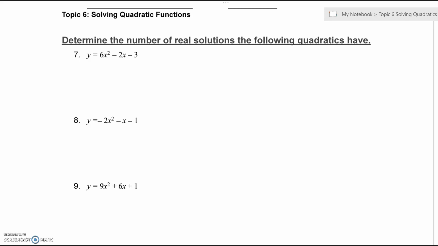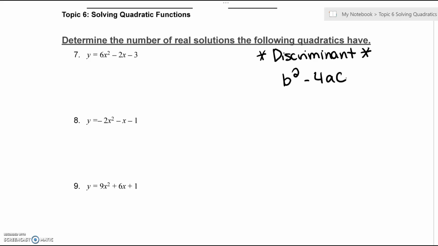Okay, so now we're going to go over problems 7, 8, 9, which are: determine the number of real solutions of the following quadratics. So remember, we talked about this. In order to do this, we're going to use what's called the discriminant. And this is on the study guide portion of your notes. The discriminant tells us the number of real solutions. And so remember, the discriminant is b squared minus 4ac.